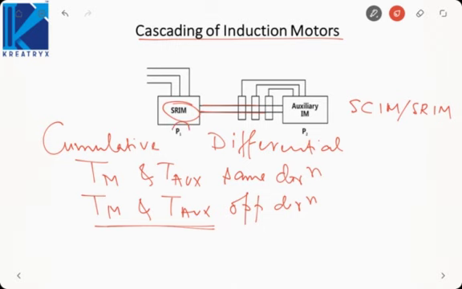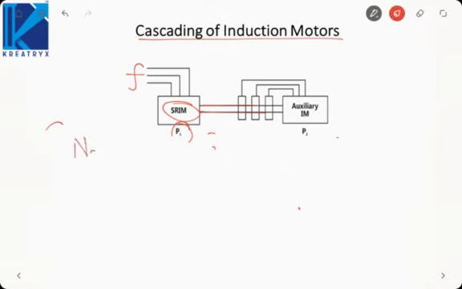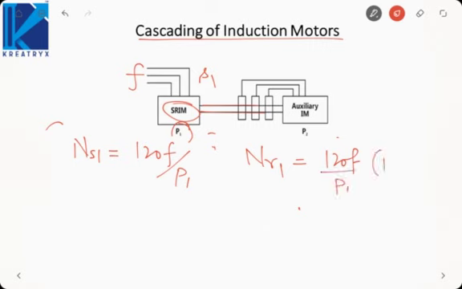Now this machine has P1 number of poles and frequency F. So let us say, what will be the synchronous speed of the first induction motor? NS1 will be 120 F by P1. Assuming that the slip is S1, then the rotor speed will be 120 F by P1 into (1 minus S1).